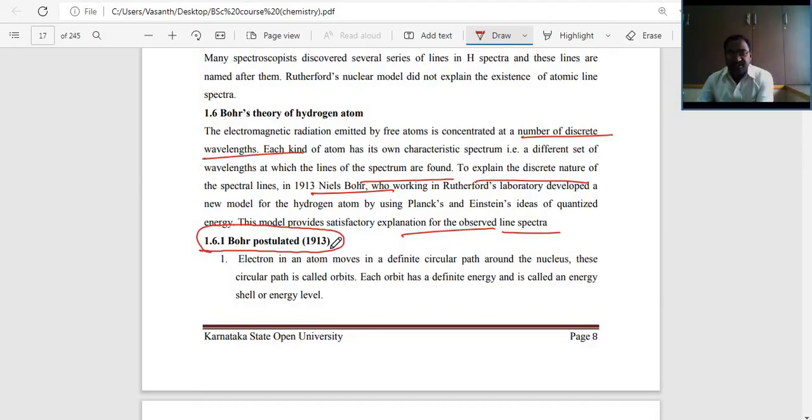What are the postulates of Bohr's theory of the hydrogen atom? This is an electron in an atom, this is the nucleus, and this is the electron. The electron in an atom moves in a definite circular path around the nucleus. This circular path is called an orbit. Each orbit has a definite energy and is called an energy shell or energy level.